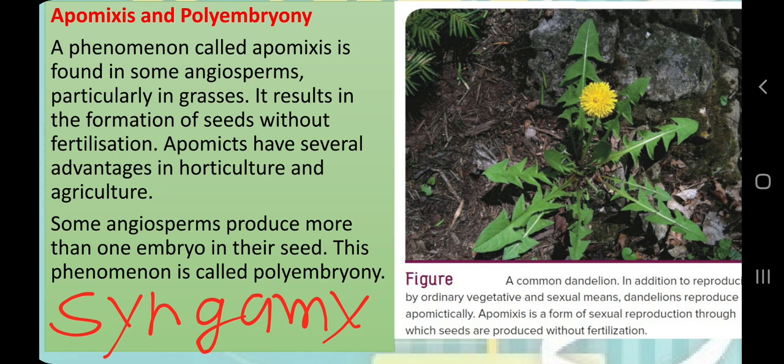And here, one more thing, apomixis. What is apomixis? Apomixis is a phenomenon where without fertilization we are having seeds. Why? Because some cells of the plant, or female plant, or ovule, without fertilization, will give rise to a plant embryo.